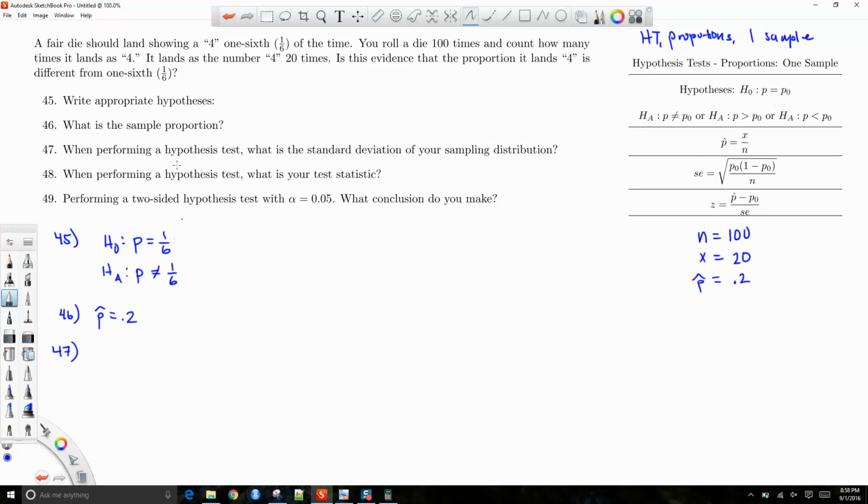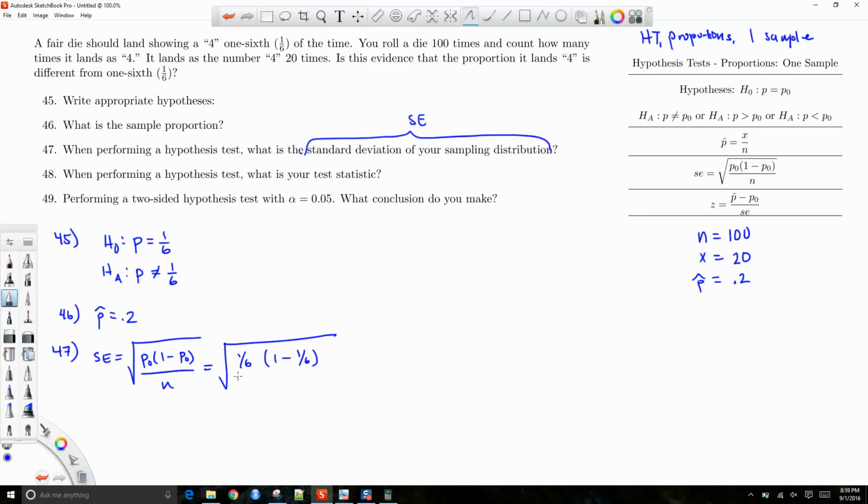Sorry. When performing a hypothesis test, what is the standard deviation of your sampling distribution? This is just a fancy way of saying the standard error. So our standard error is equal to the square root of p0 times 1 minus p0 over n. So in this case, we got the square root of 1/6 times 1 minus 1/6, 5/6, divided by 100. And when I do this calculation, I'm getting 0.03727.